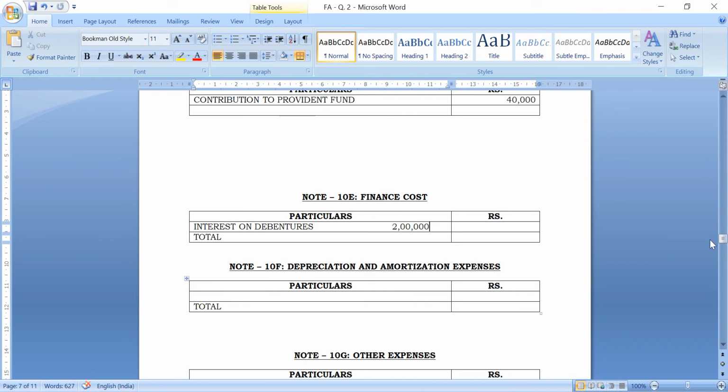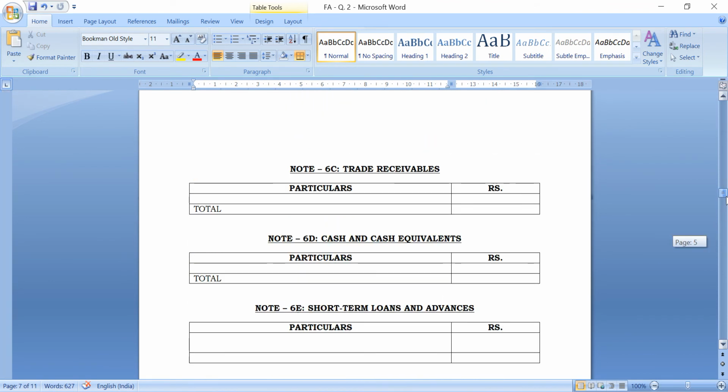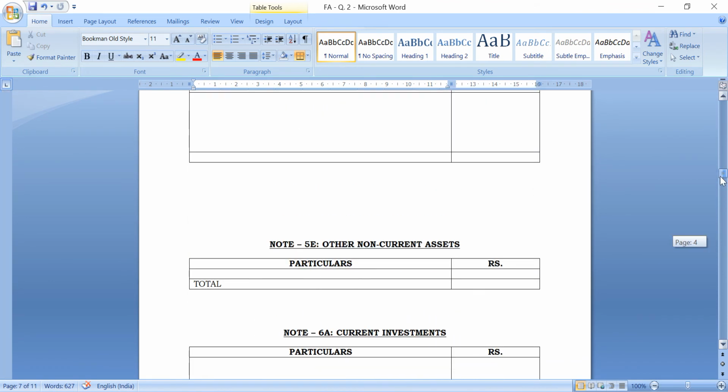5E. Let us search out 5E. Yes, it is. Other non-current assets. Underwriting commission. Here also the adjustment is ticked, so in the inner column, 2 lakh. That is 2 lakhs.